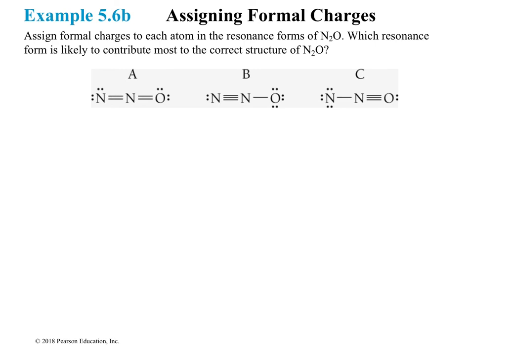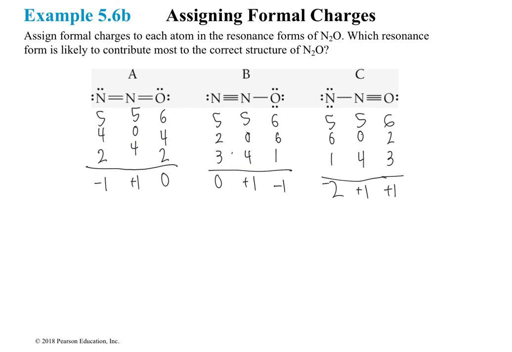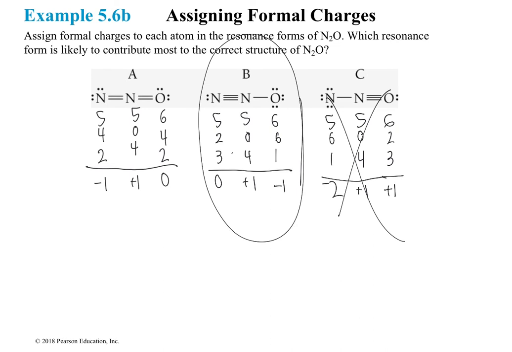I'm going to let you pause here and practice this one to figure out the best structure for dinitrogen monoxide. Okay, so for this one, we'll look at the one that has the higher formal charges on more atoms, so that's structure C, so it will not be structure C. Then we look at which has the negative formal charge on the most electronegative element, so that will be structure B, because oxygen has that -1 versus the nitrogen here.